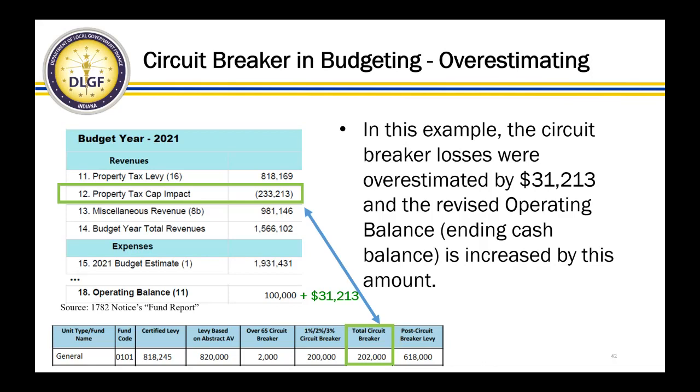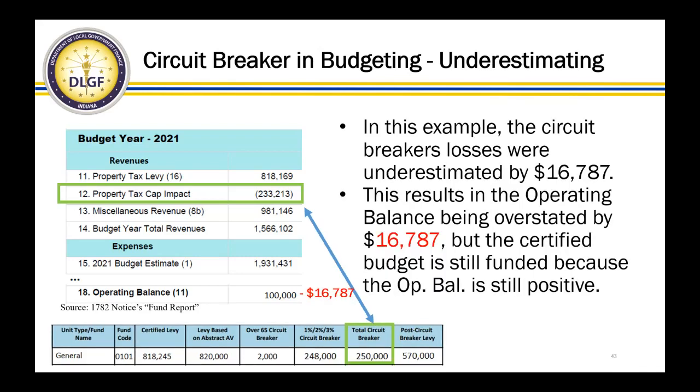And so at the end of the year, if nothing else changes and all the other estimates come in, where we thought you were going to end with a cash balance of $100,000, you could end up with a cash balance of $131,000. Like I said, this is the best case scenario. On the other side of the coin, in this example that we've got staged, we pretended as if we still estimated there would be $233,000 worth of circuit breaker impact, but in truth, the circuit breaker impact was $250,000.